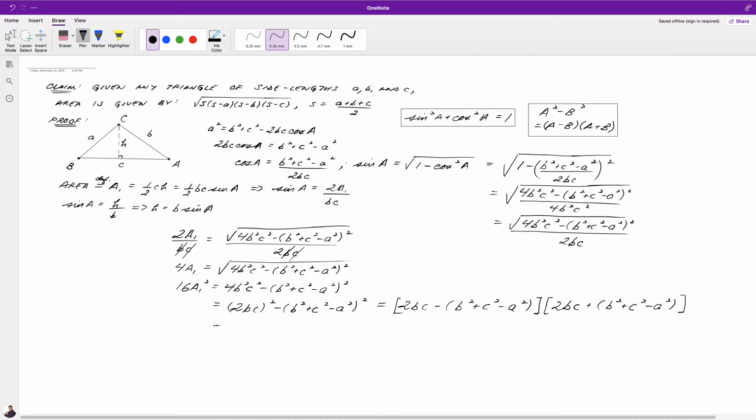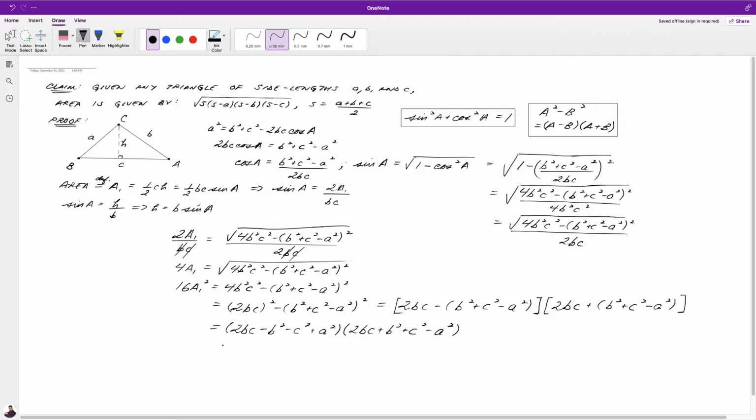So we can now think about this as follows. We can think about this as 2bc minus b squared minus c squared plus a squared. Okay? And we can think about it as 2bc plus b squared plus c squared minus a squared, like that. Okay. Well, interesting. So we've got a factored actually difference right here.